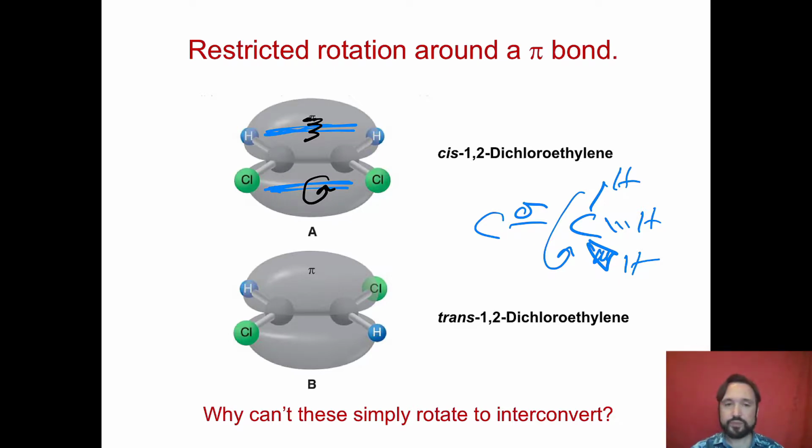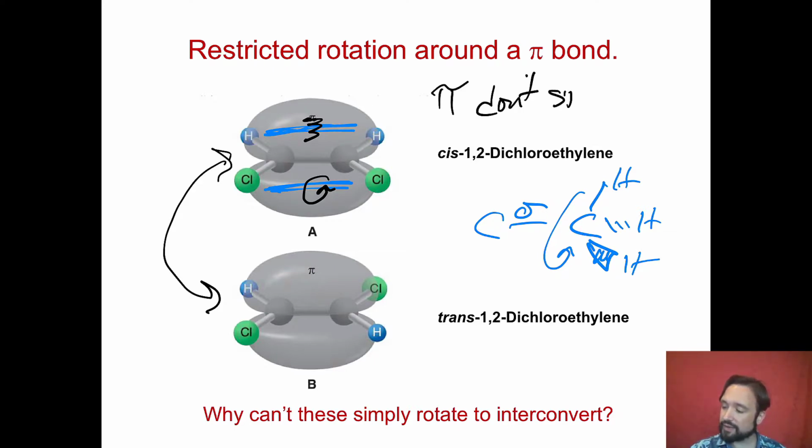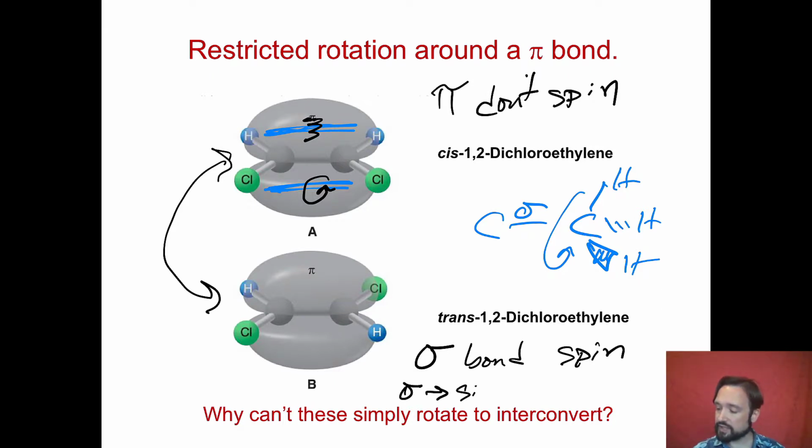So for this reason, systems with pi bonds in them don't freely interconvert in a lot of cases. If you add enough energy, can you break the pi bond and make them rotate? Sure, and we'll talk about that way later on down the road. But a good thing to think about right now is that pi bonds don't spin. Sigma bonds spin. Sigma is your first single bond and also spins. So again, those S sounds go together.